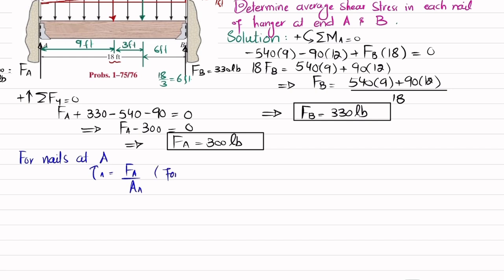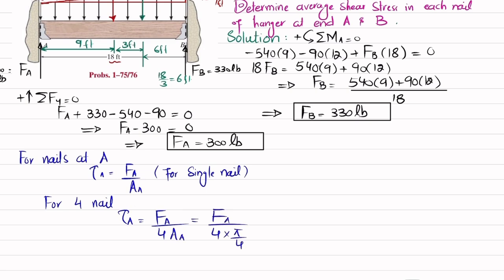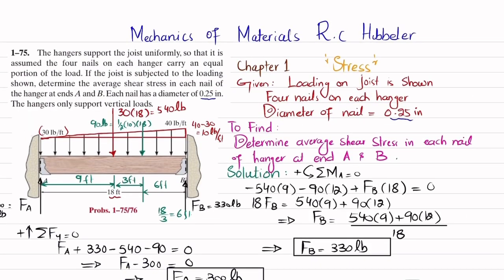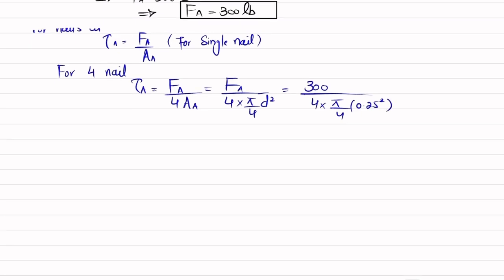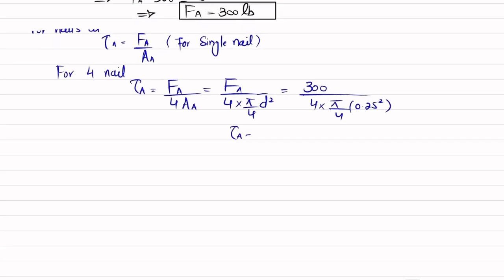So this is for a single nail. For 4 nails, as there are 4 nails, the shearing stress in nails at A will be equal to FA divided by 4 times the area of nails. So FA divided by 4 into pi by 4 D squared, where the diameter of the nail is given as D. So put the value: FA is 300, divided by 4 multiplied by pi by 4 into D squared. The diameter is given as 0.25 inch, so I will write 0.25 squared. Clear? After solving that, you will get the shearing stress at point A equal to 1528 psi, or the shearing stress in nails at A equal to 1.53 ksi.